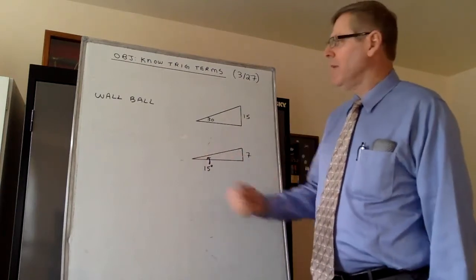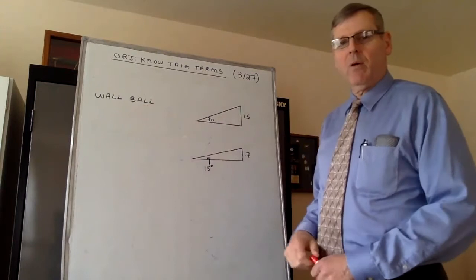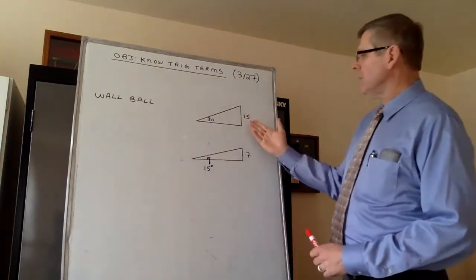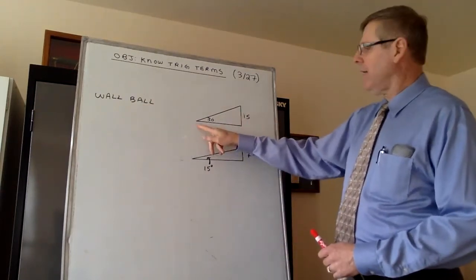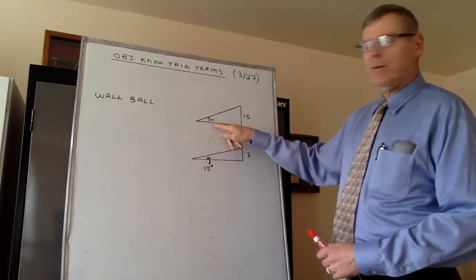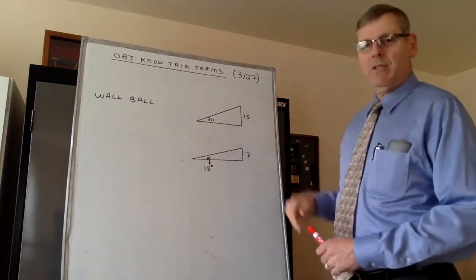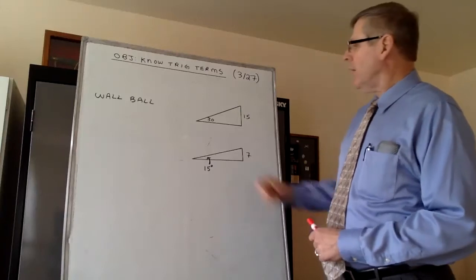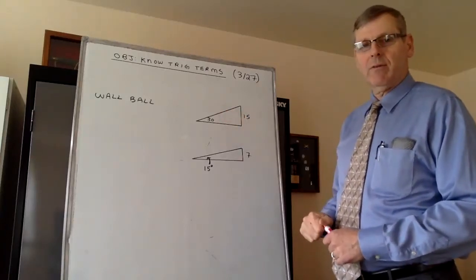I occasionally see cadets out playing wall ball. Suppose this is the wall, and somebody standing back here throws the ball at a 30-degree angle to the wall, and it hits 15 feet up the wall. The question is, how far did the ball travel?